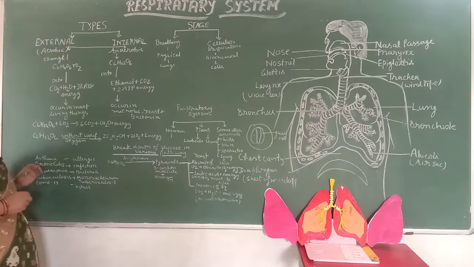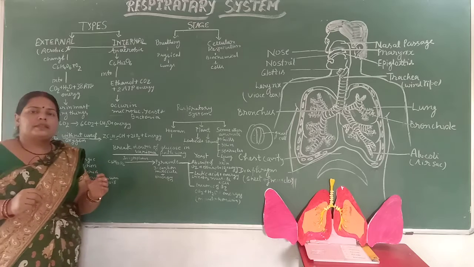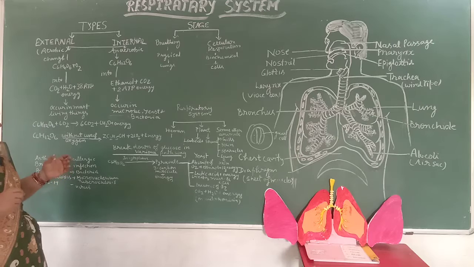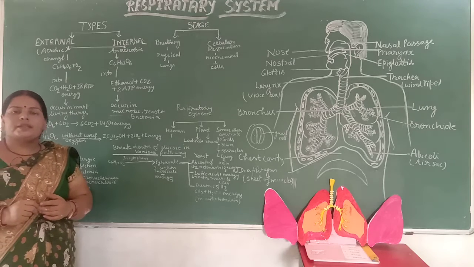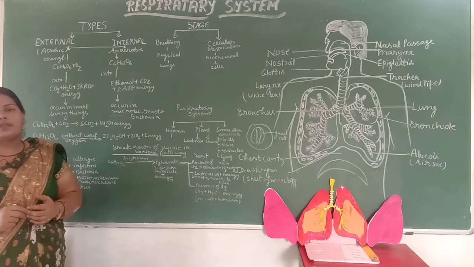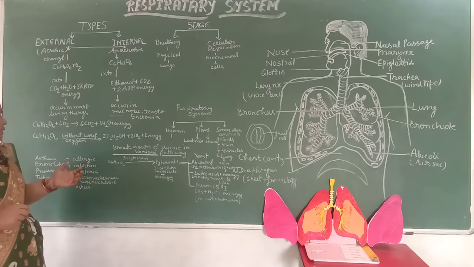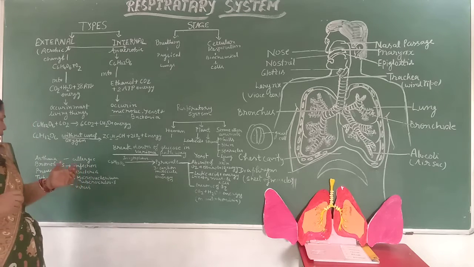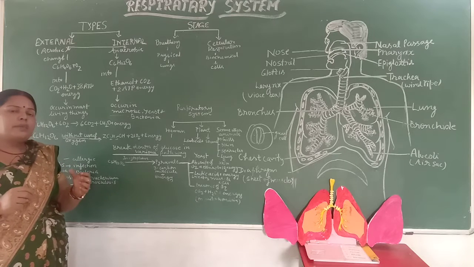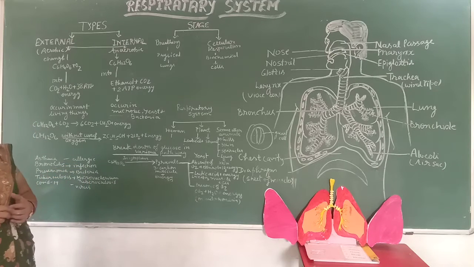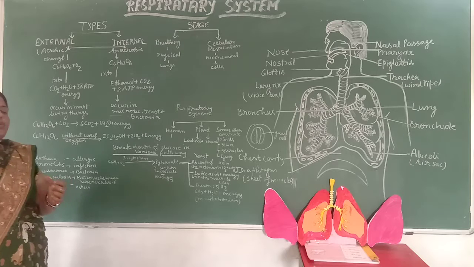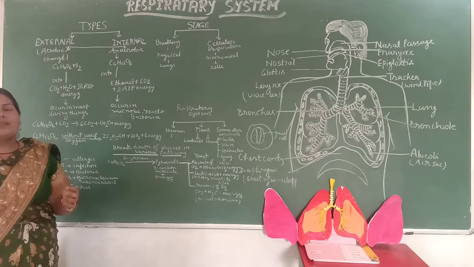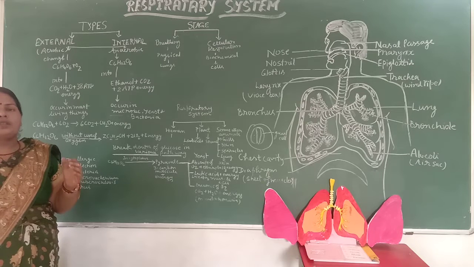First is asthma. Asthma is an allergic disease. Secondly, bronchitis. Bronchitis is caused by infection. Third is pneumonia. Pneumonia is caused by bacteria. After that, tuberculosis, which is caused by Mycobacterium tuberculosis. And next is COVID-19, caused by a virus. These are the diseases found in our environment.